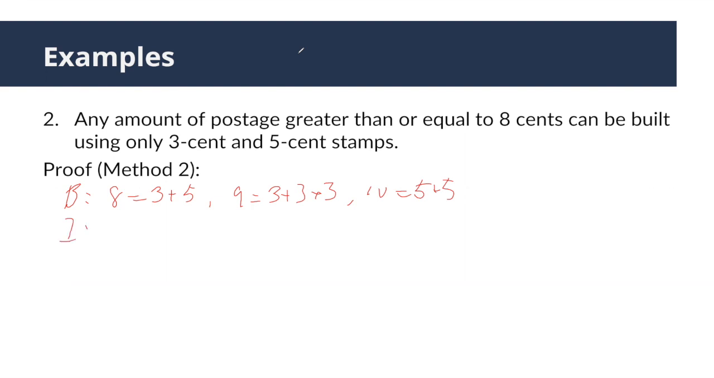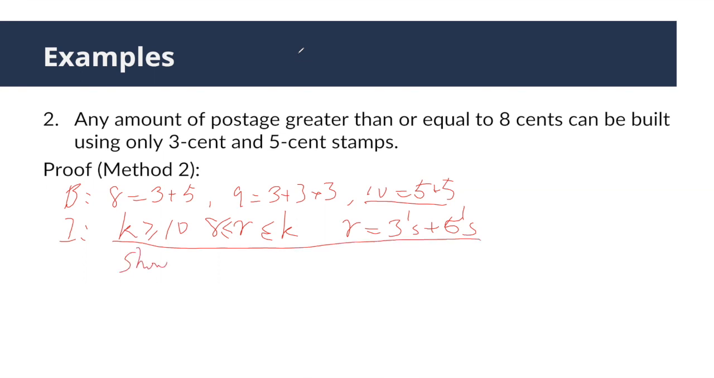Now, in the inductive step, we only need to show for any integer k that is greater than or equal to 10, which is the last base case we proved in the basis step, such that for any integer r between 8 and k, r can be represented by the summation of 3s and 5s. That's our inductive hypothesis. Same as the previous method, we need to show that k plus 1 is equal to the summation of 3s and 5s.